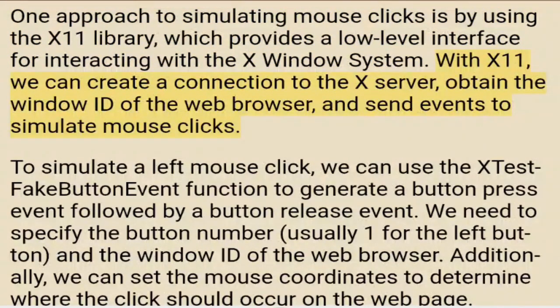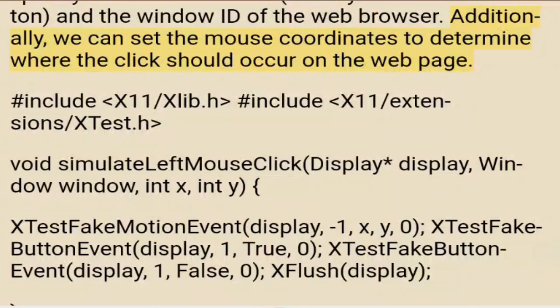With X11, we can create a connection to the X server, obtain the window ID of the web browser, and send events to simulate mouse clicks. To simulate a left mouse click, we can use the XTestFakeButtonEvent function to generate a button press event followed by a button release event. We need to specify the button number, usually 1 for the left button, and the window ID of the web browser. Additionally, we can set the mouse coordinates to determine where the click should occur on the web page.